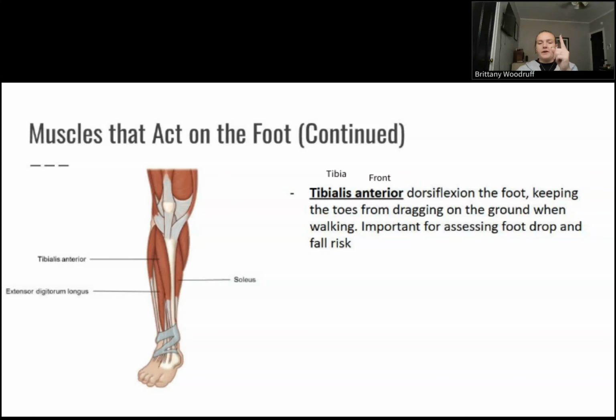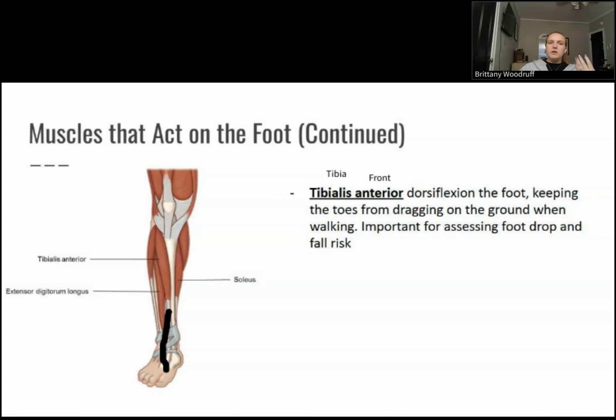Your tibialis anterior has one of those puppet strings that runs down and attaches to the front of your foot. Okay. So your tibialis anterior is going to be located in the front of your lower leg, and it has a tendon that runs all the way down to the front of your foot here. Okay. So when you contract that tibialis anterior, you're going to pull up on that puppet string that attaches to the front of your foot, and that is going to cause you to lift your foot up. So it's going to cause dorsiflexion of the foot, meaning you're going to point your toes upwards. Okay. And that is going to keep your toes from dragging on the ground when you're walking.